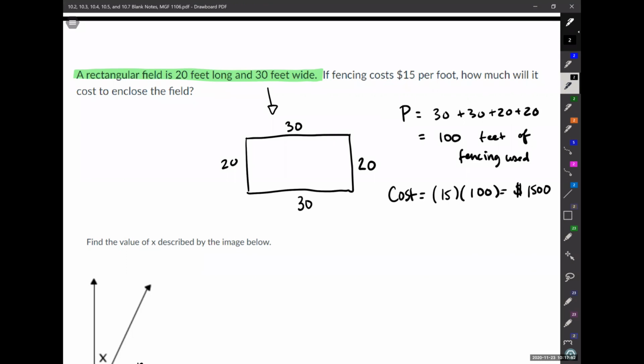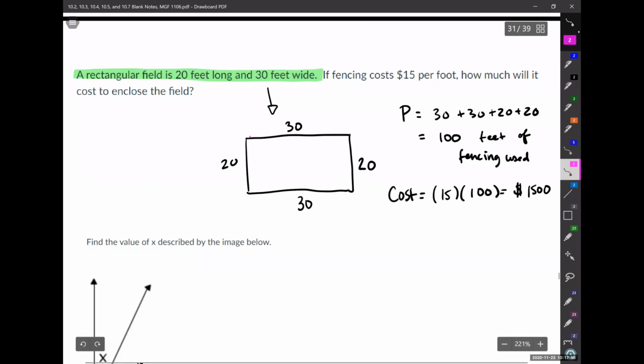So just remember with the rectangular field, even though they just tell you 20 by 30, it's not just this, right? Because that's not a rectangle. Because of the symmetry of rectangles, they only have to tell you the length and the width, and then you can imply the other side lengths. Does that make sense? Good.